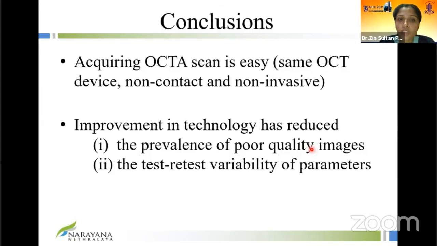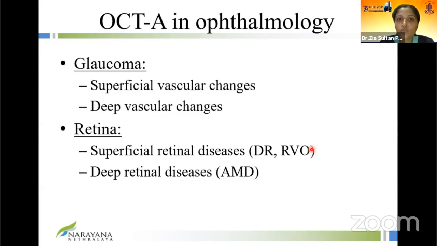So to conclude, acquiring an OCTA scan is easy. It's the same as an OCT, but it takes a little bit longer. And with the improvement in the technology, there has been a reduction in the prevalence of poor quality images and a reduction in the test-retest variability. So with this little background, we'll now move on to how this technology is used in ophthalmology.